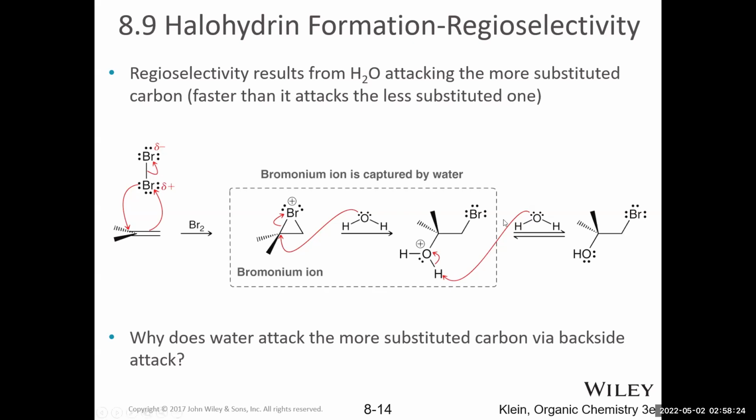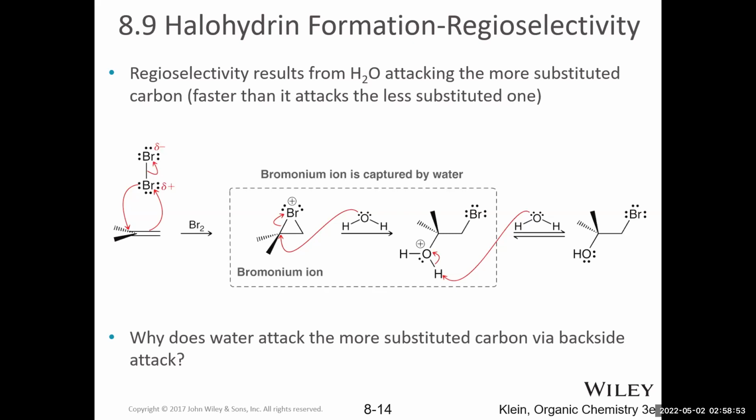But notice here that it's doing a nucleophilic attack at the more substituted carbon through an SN2-like process. This should be sort of strange to you, right? If you're thinking about your knowledge of SN2, SN2 reactions occur at less substituted carbons, like primary alkyl halides and methyl alkyl halides. And they don't really occur at tertiary carbons like we're seeing here.